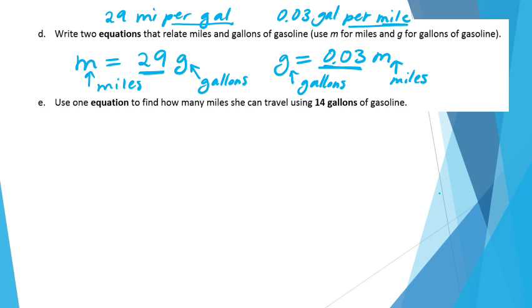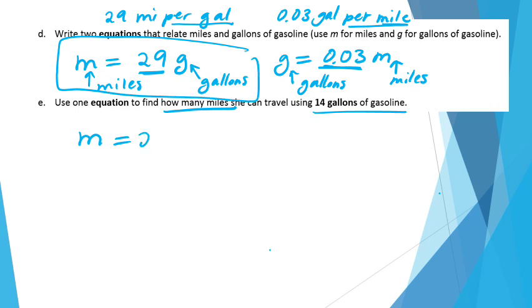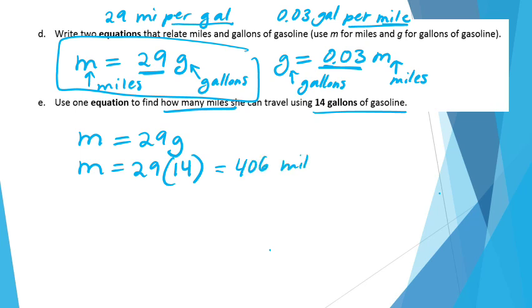The last homework problem you have here is to use one equation to find how many miles she can travel using 14 gallons of gas. So I'm solving for miles, so I want to pick the equation that has m equals, and m equals 29g. So m equals 29 times 14. So in this case, I've got 14 times 29. This gets me to 406 miles.